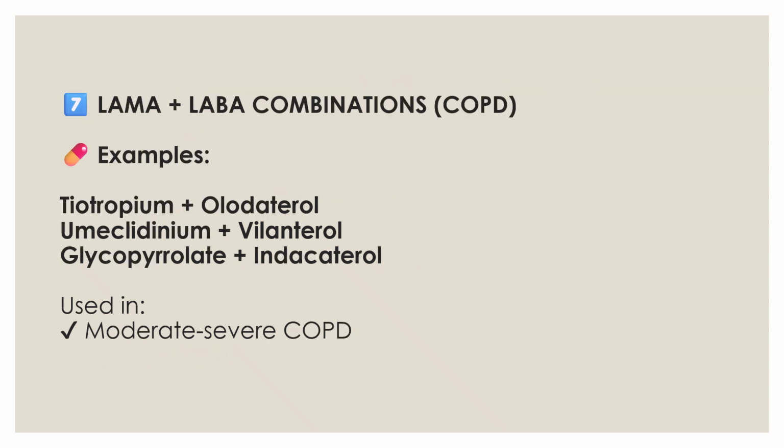Following that, the seventh category is a combination drug, that is LAMA plus LABA. LAMA plus LABA is used for COPD, when it is moderate to severe. What are those drugs? Tiotropium plus olodaterol, umeclidinium plus vilanterol, glycopyrrolate plus indacaterol.